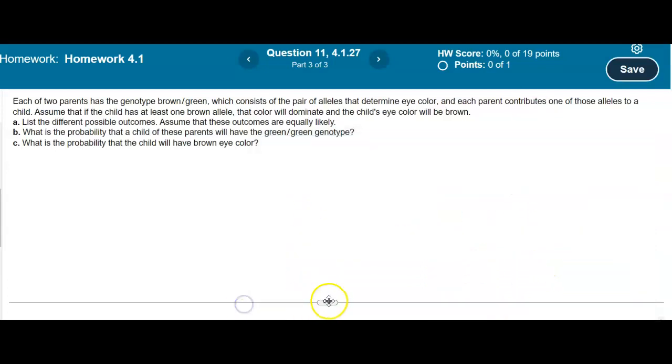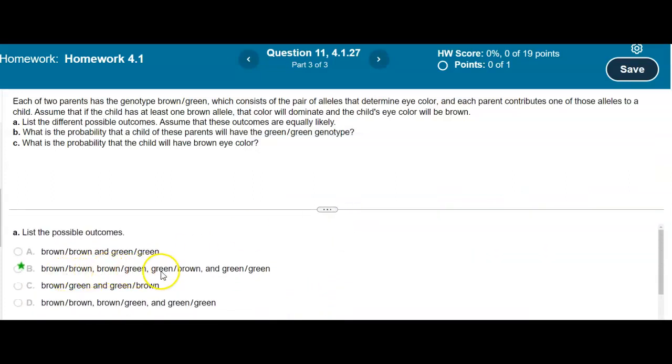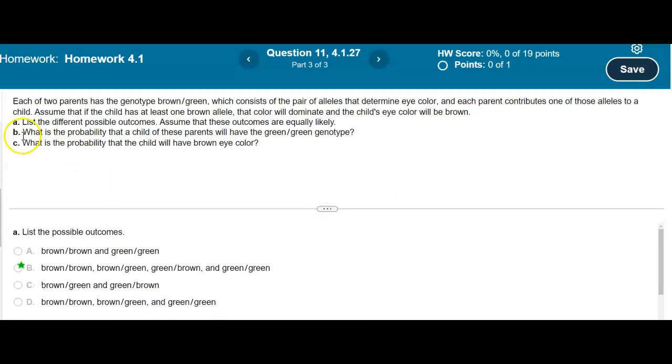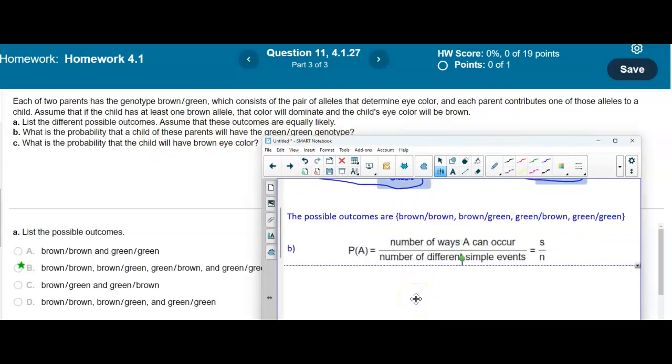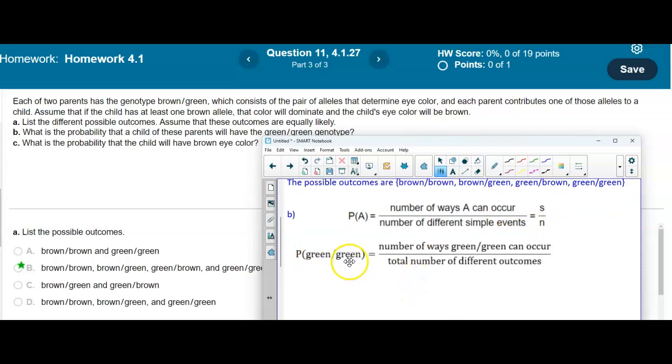So let's go ahead and check our results. The list of the possible outcomes again are brown brown, brown green, green brown, and green green. Now the second part of the question is asking us what is the probability that a child of these parents will have the green green genotype. Recall that the probability of event A is the number of ways A can occur over the number of different simple events, which is another way of saying S over n. So in this case, the probability of green green is equal to the number of ways green green can occur over the total number of different outcomes.